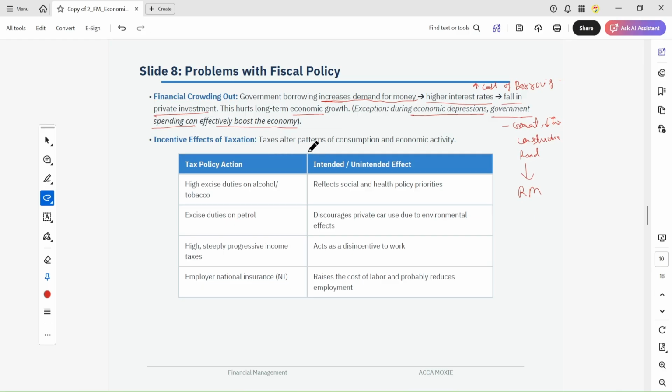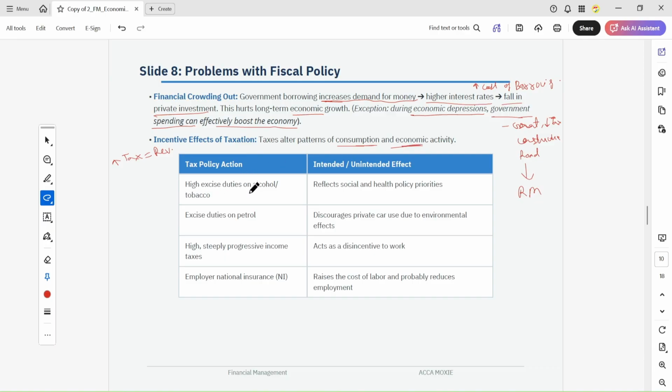So another is the incentive effect of taxation. Taxation alters patterns of consumption and economic activity. When you increase the tax rate, tax is the revenue for the government, and the government always wants to increase the tax. So what happens? This increase will impact the consumption and the economic activity.